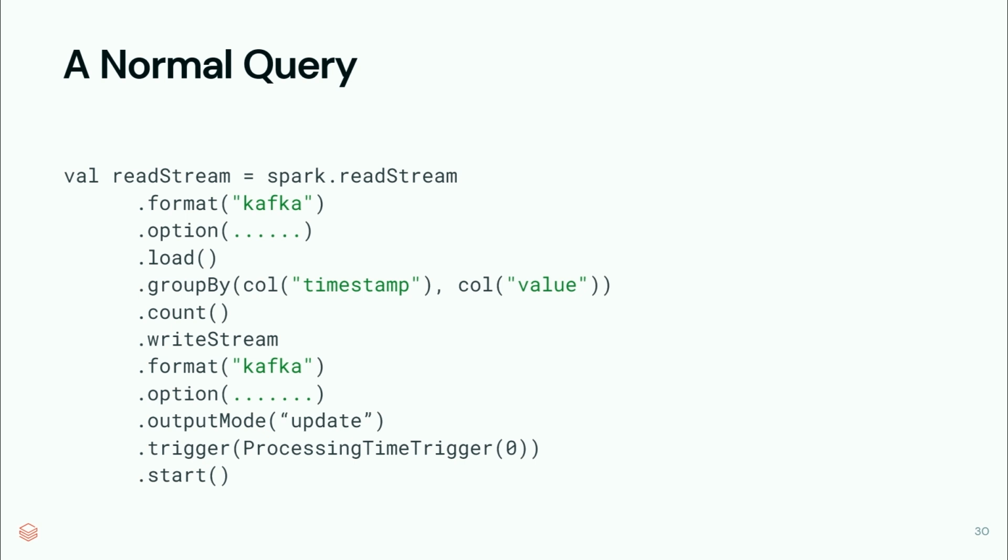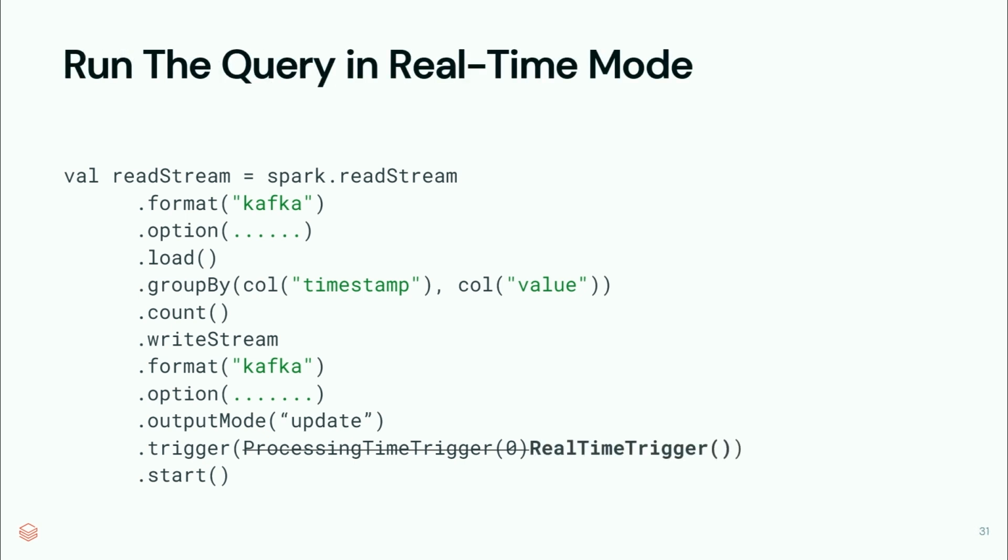So how do you enable real-time mode? That's it. You change the trigger, you get lower latency, and I will show that in the demo as well. That's really all it is in real-time mode for the user, basically switching the trigger. That's one of the things we intentionally built into real-time mode to encourage users to use it: a seamless user experience where you can switch between processing time trigger, trigger available now, and real-time trigger.